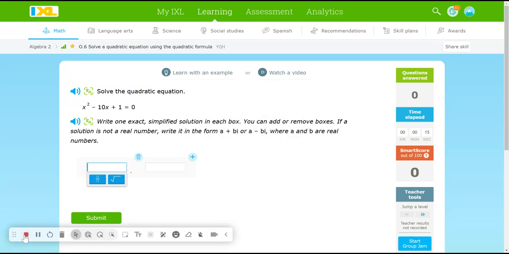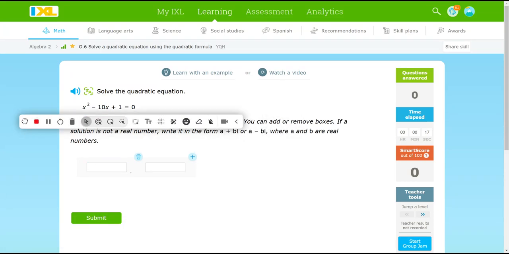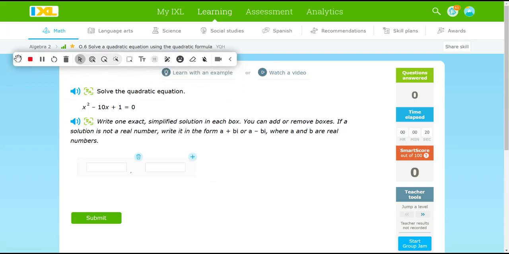Alright, students, we go over O6. Solve quadratic equation using quadratic formula.